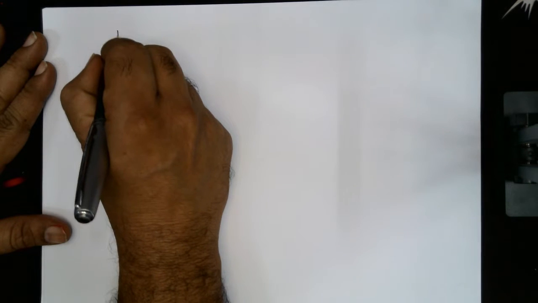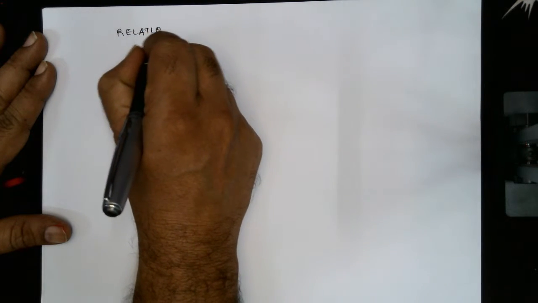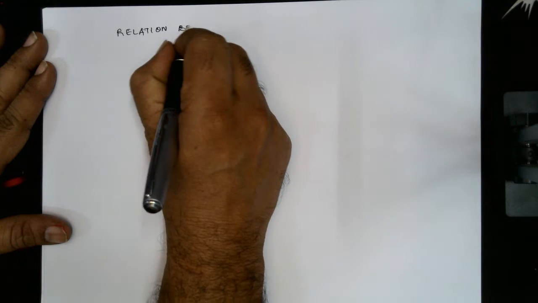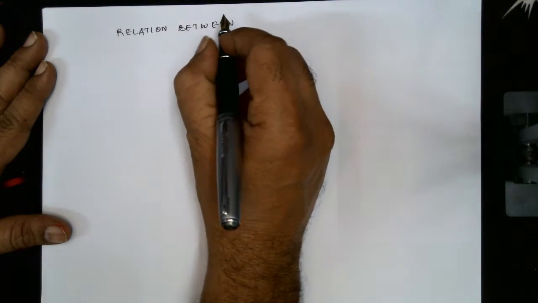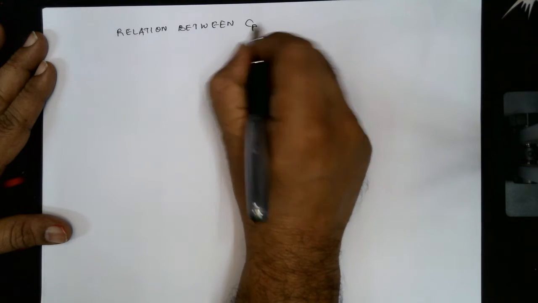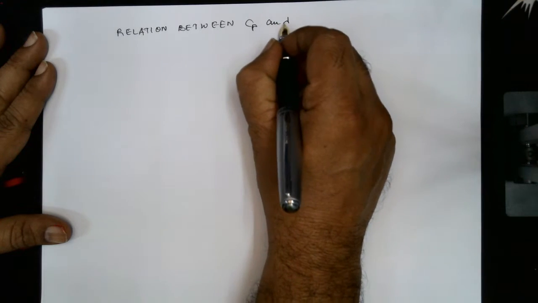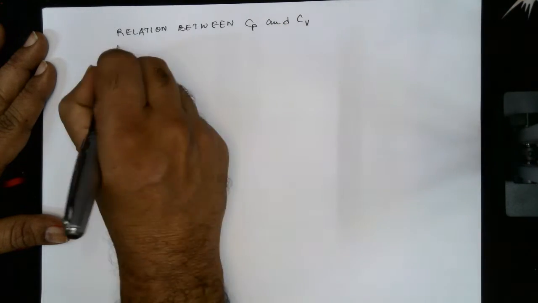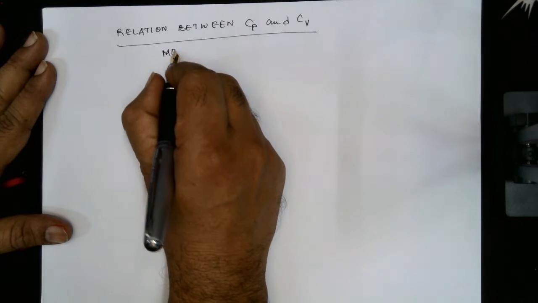Derive the relation between Cp, that is molar specific heat capacity at constant pressure, and Cv. This is also known as Mayer's equation.